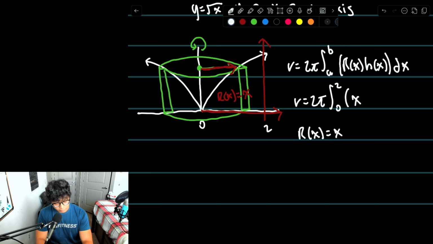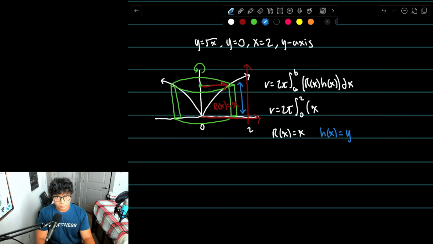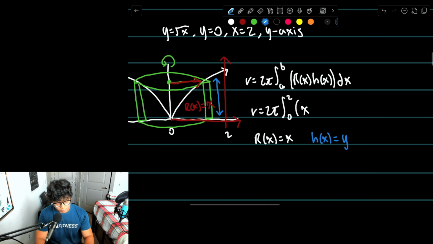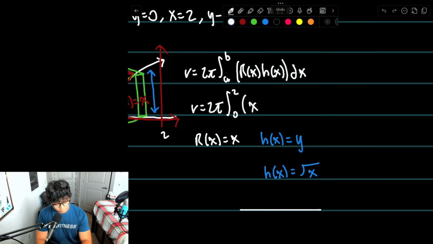And our height is obviously going to be parallel to our y-axis. So our height equals y. Now, something that's kind of off here is that we are in terms of y, and we need to put it in terms of x since we are putting all our variables in x. So to do that, we know y equals the square root of x. So let's plug that in. And now we have our h of x.